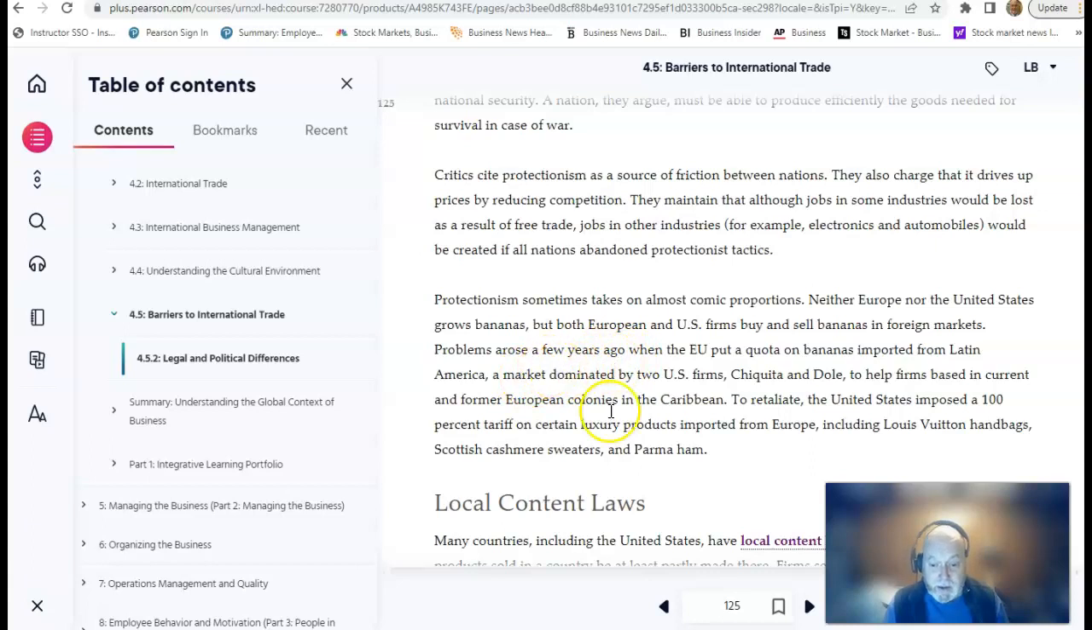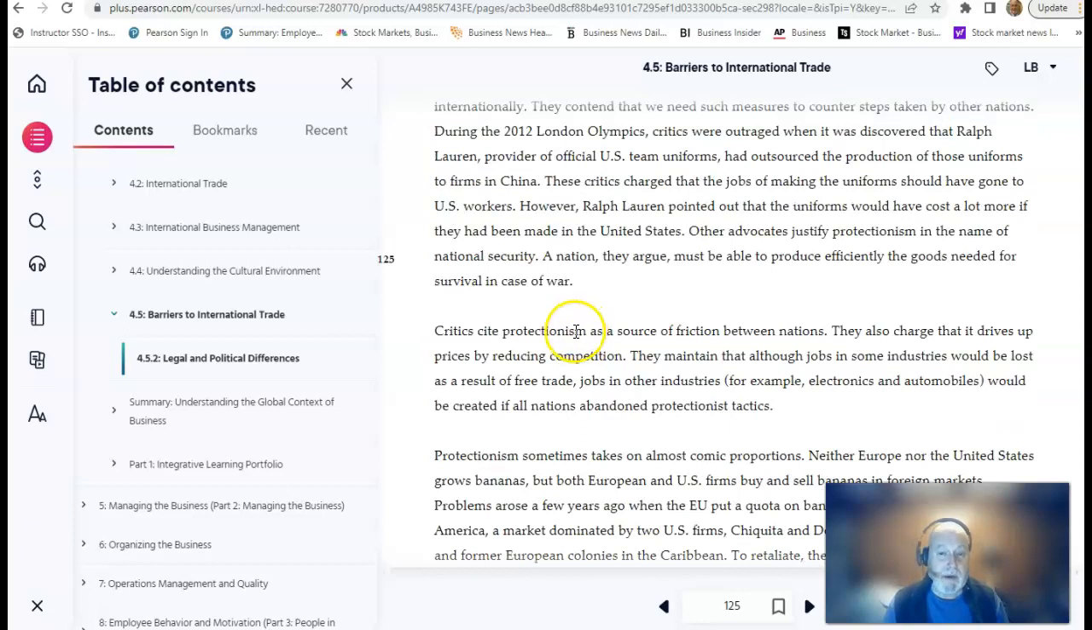The way to do that is, in the text, we just put in parentheses the page, page 125, and that's good enough for me. If you're going to quote, you can quote directly out of the book. So you can say, "Other advocates justify protectionism in the name of national security." Maybe that's the basis of your argument. Whatever the case may be, they make several points here that you could cite in your post and also in your response to somebody else's post.